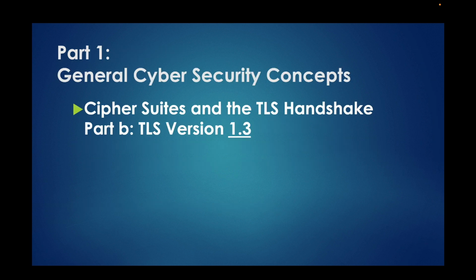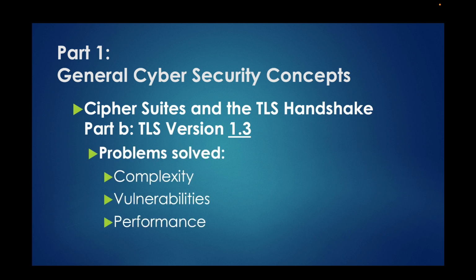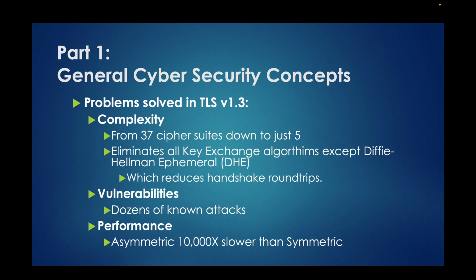Welcome back. Let's talk about Cypher suites and handshakes under TLS version 1.3. TLS version 1.3 solves several problems that were encountered in version 1.2, mainly complexity, vulnerabilities or security, and performance. Version 1.3 reduces the number of Cypher suites from 37 down to just 5. It also eliminates all key exchange algorithms except one, Diffie-Hellman Ephemeral, which means that the handshake doesn't have to waste a round trip negotiating that element.